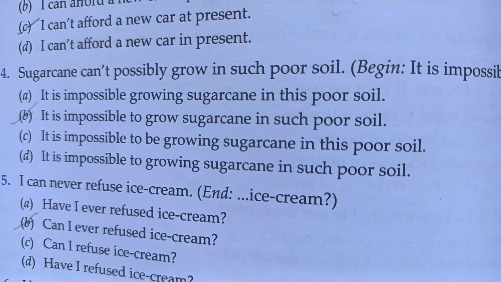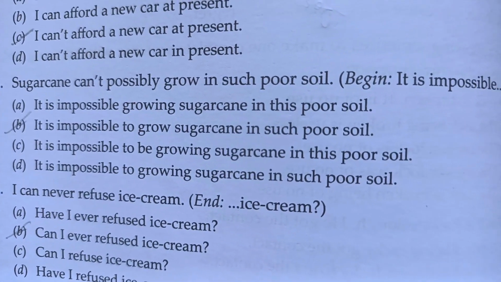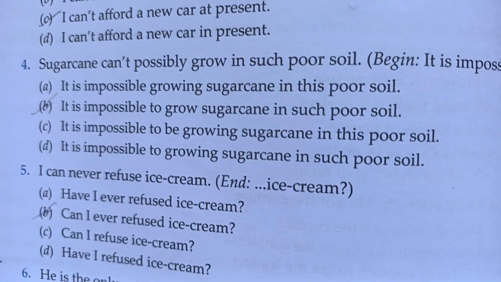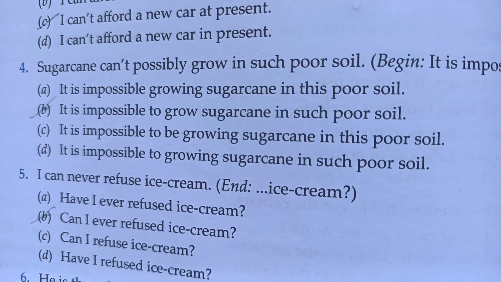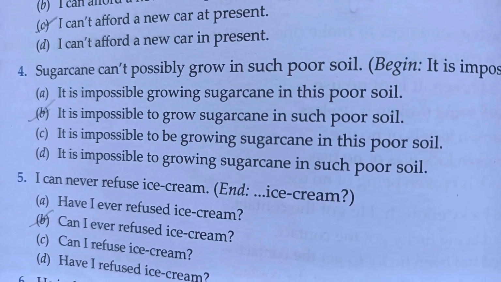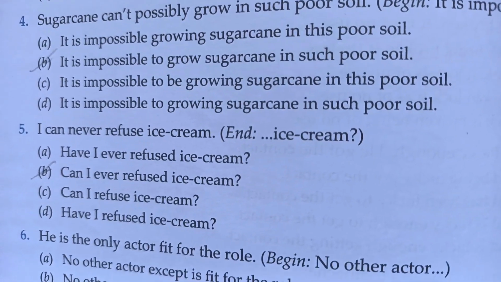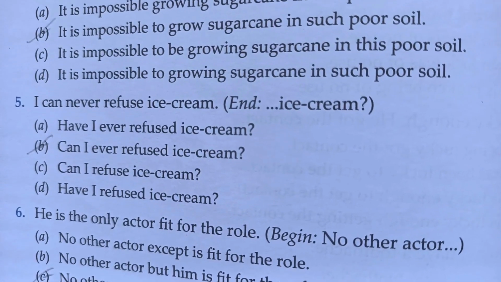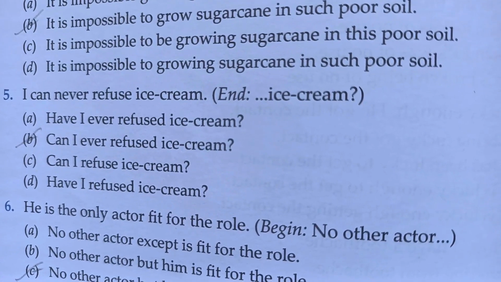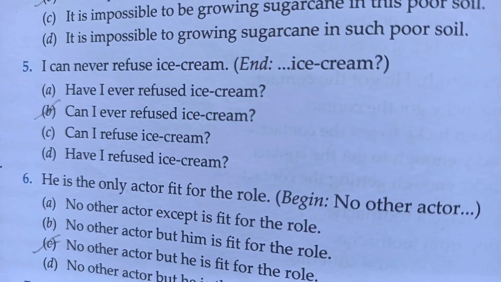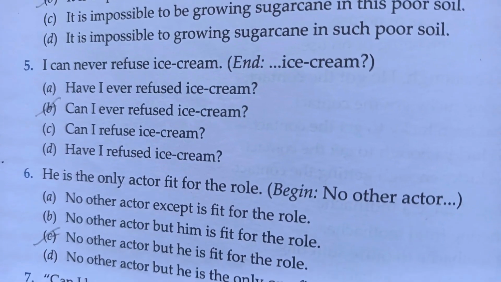Sugarcane cannot possibly grow in such poor soil. So here to begin, it is impossible. So option B is correct. It is impossible to grow sugarcane in such poor soil. Number 5, I can never eat ice cream. To end ice cream. So the answer is, can I ever eat ice cream?